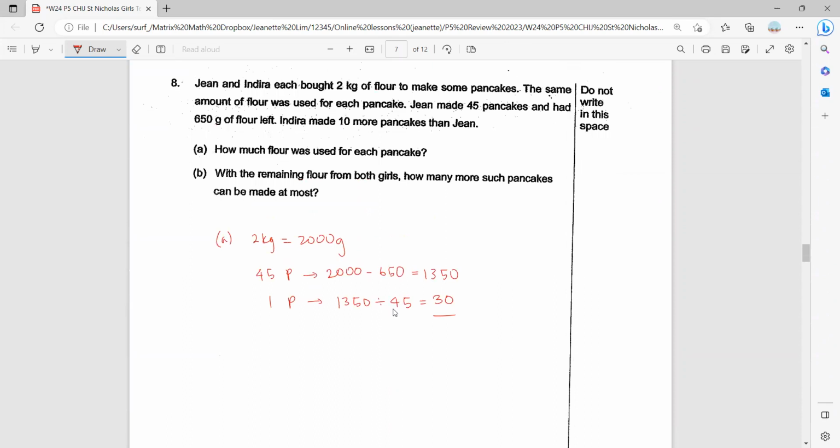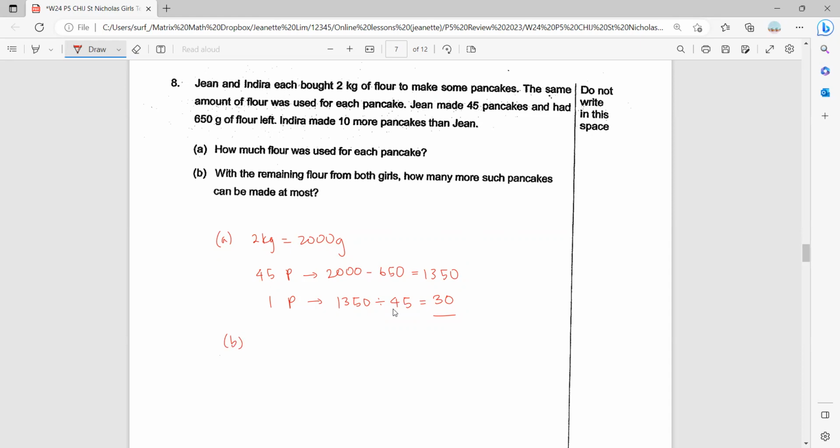Okay, now for part B, with the remaining flour from both girls, how many more such pancakes can be made at most? So with the remaining flour, I need to find out what is left after they made all the pancakes. There's a few ways to do this. I'm going to find out how much each of them is left with.